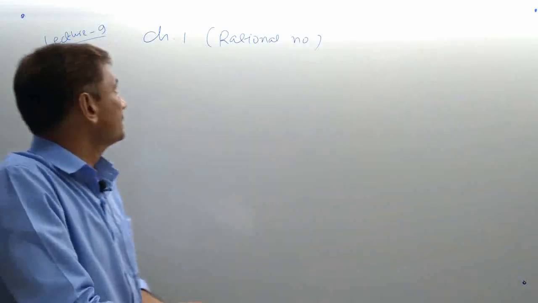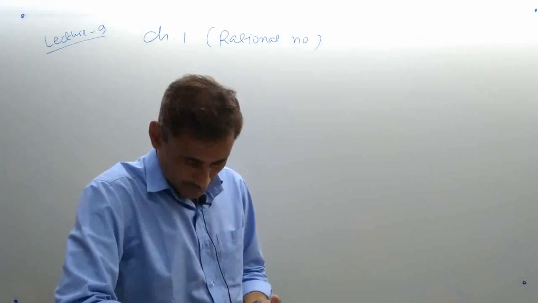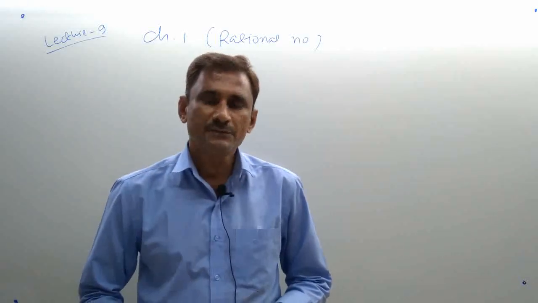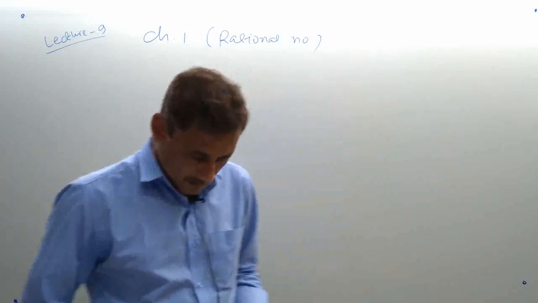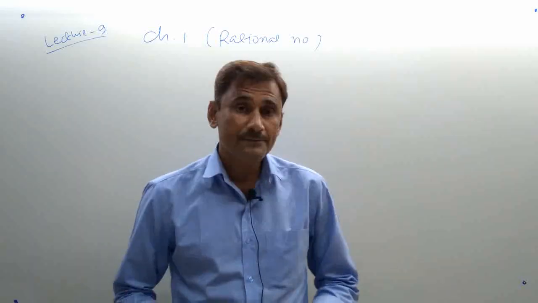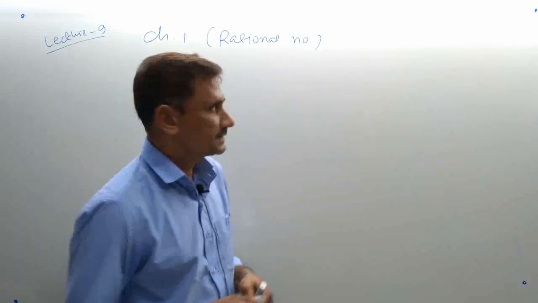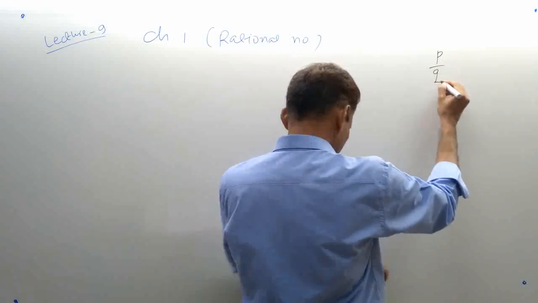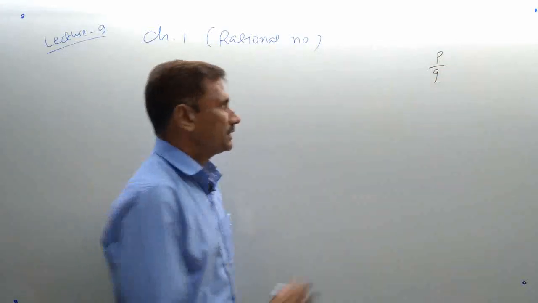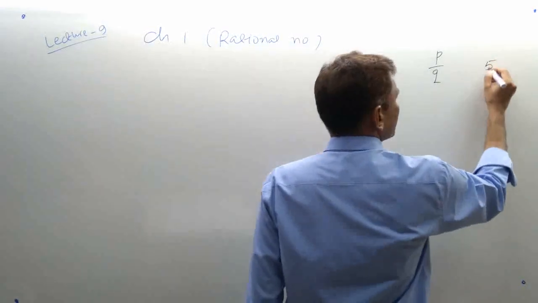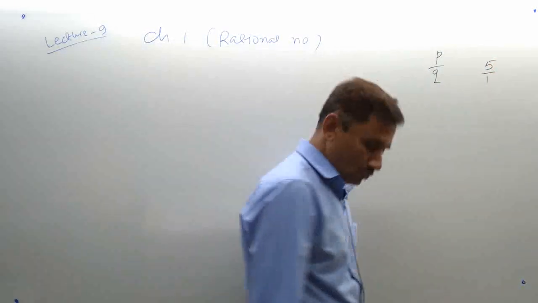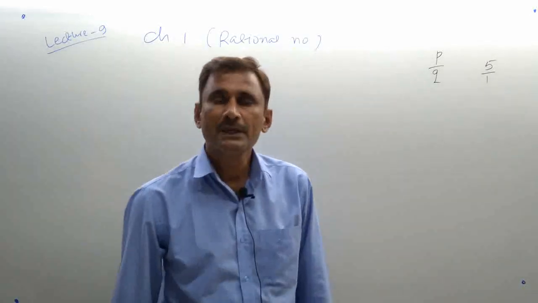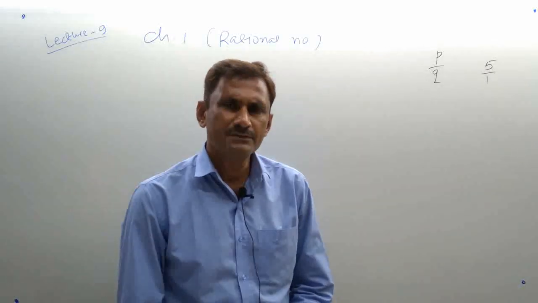Today it is our 9th lecture, and for the last 2 lectures we have been studying lesson number 1, rational numbers. So far you learned how to add or subtract rational numbers. A rational number means any number which can be denoted in p by q form. Even your roll number may be written, if it is 5 then I can write 5 by 1. So all positive integers, negative integers, 0, all fractions, all decimals are rational numbers. So it is the biggest set so far.